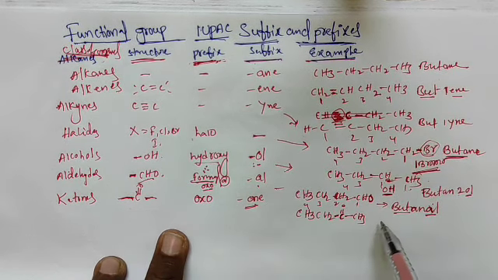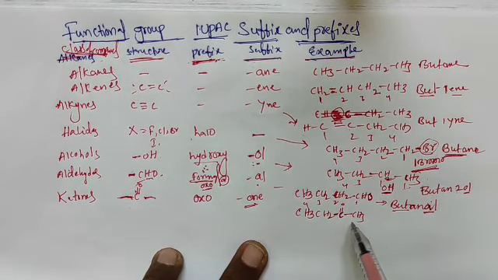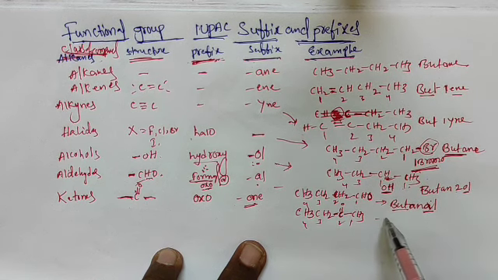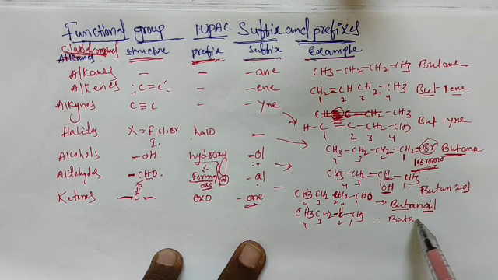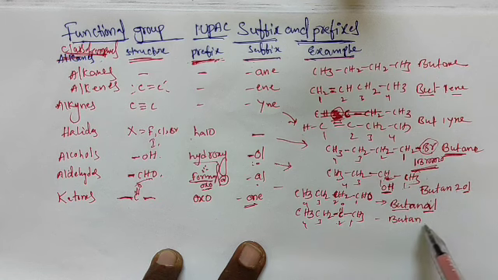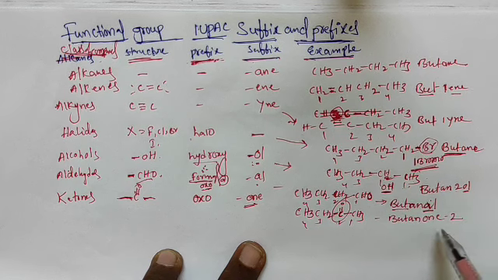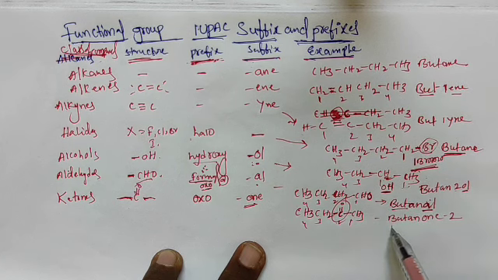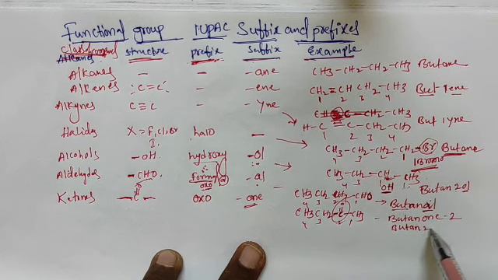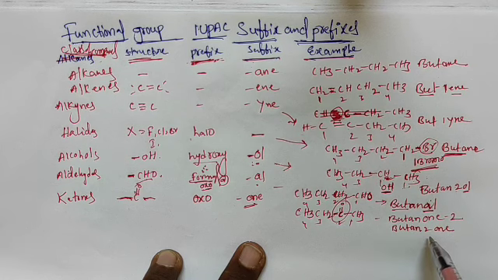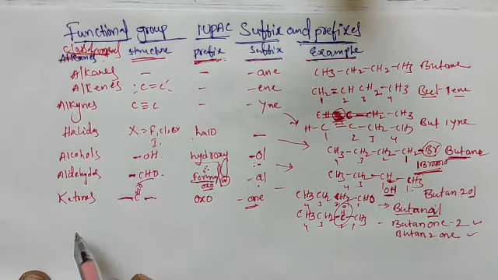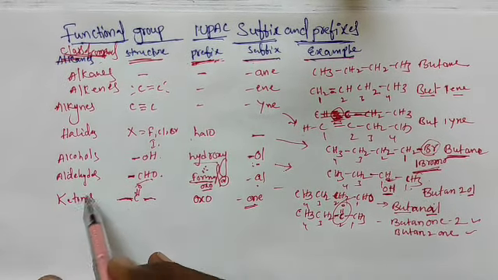So now the name: 1 2 3 4, so 4 carbons is there, so butane. The second carbon has the functional group, that is ONE, so butanone. The number is 2, so butan-2-one or butanone 2, both are correct. That is ketone.